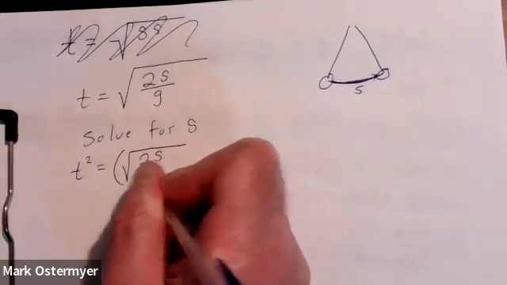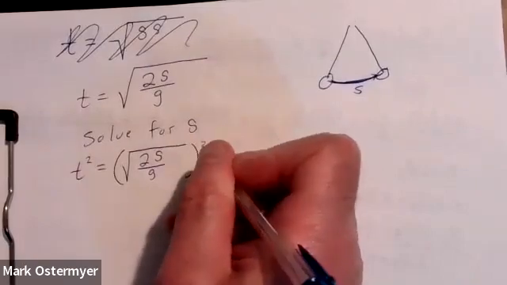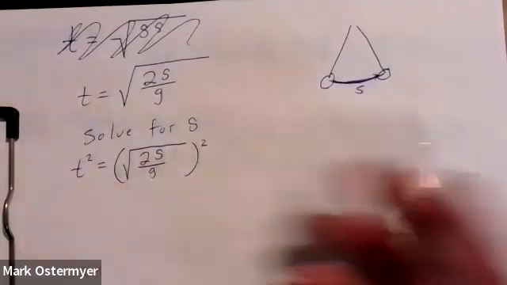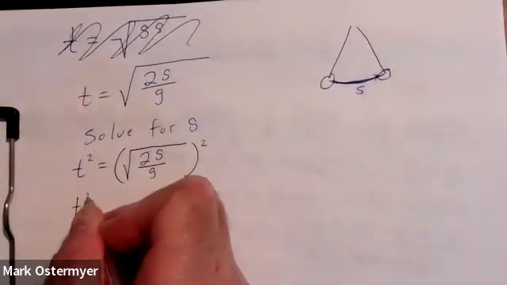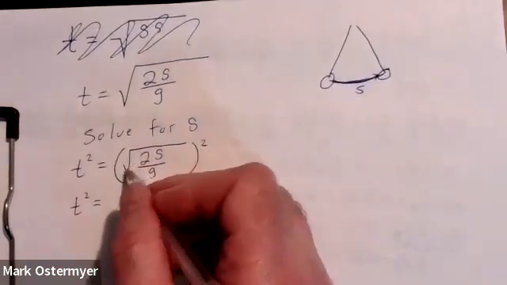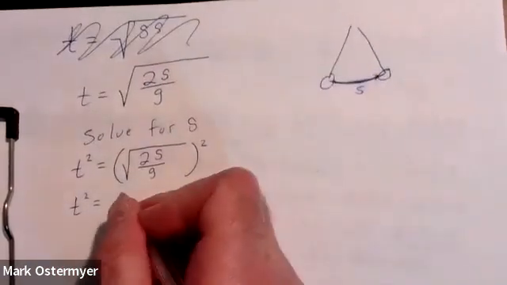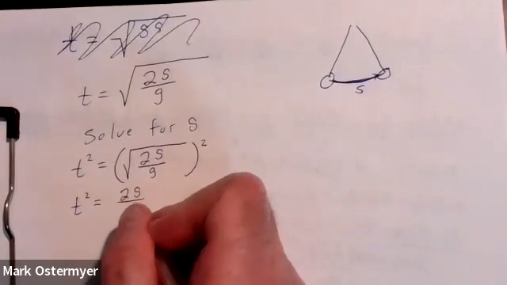That kind of gets our variable S out of jail, so to speak, gets it out from underneath the square root. That's what we want, because we've got to solve for S. So therefore we have t squared is equal to, now when you square a square root, both the square root and the square disappear. They undo each other. And it just leaves you with 2S over G.